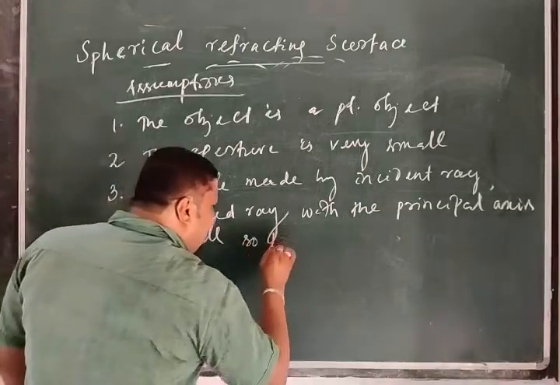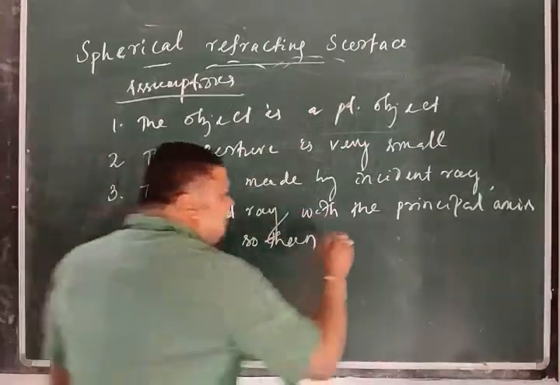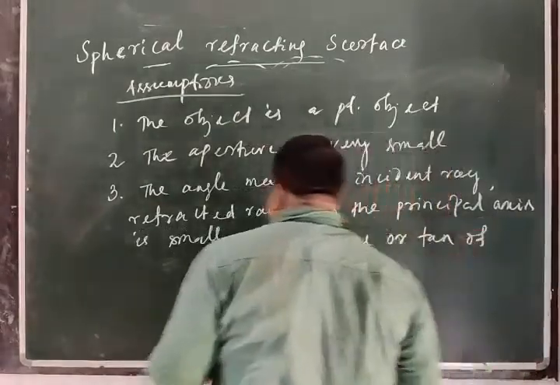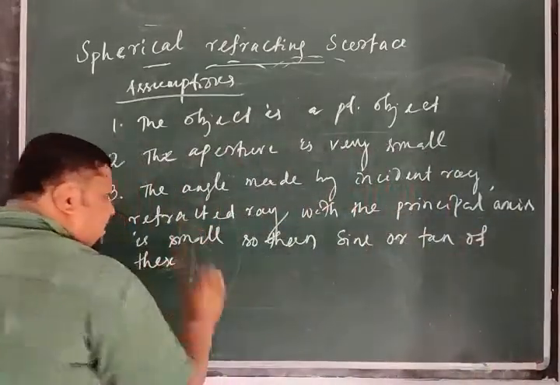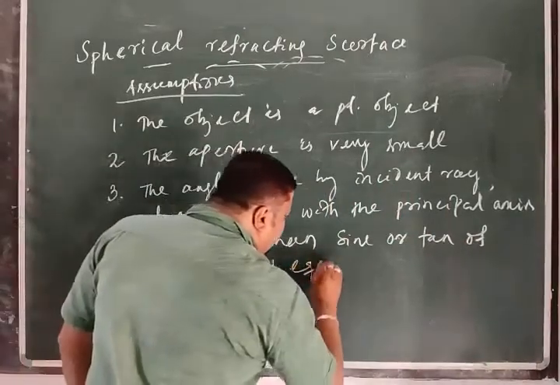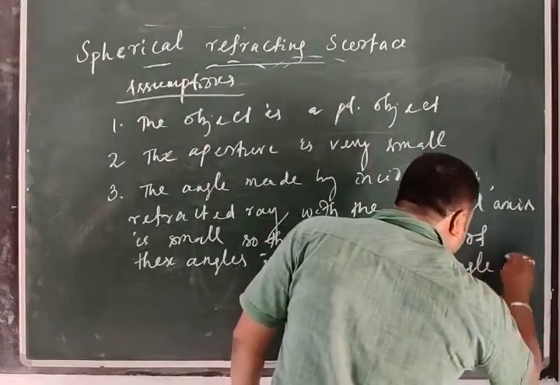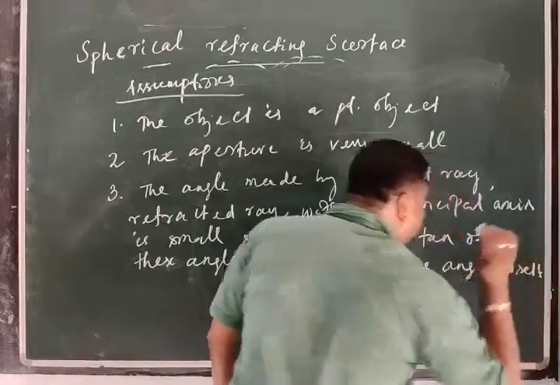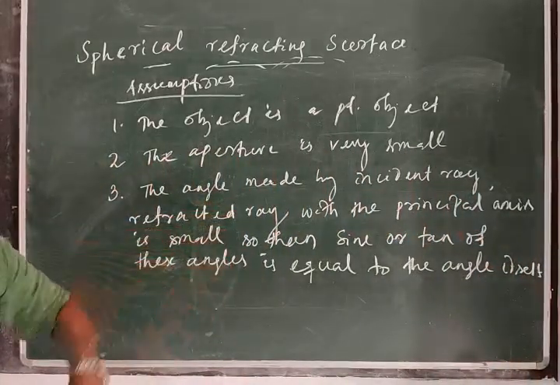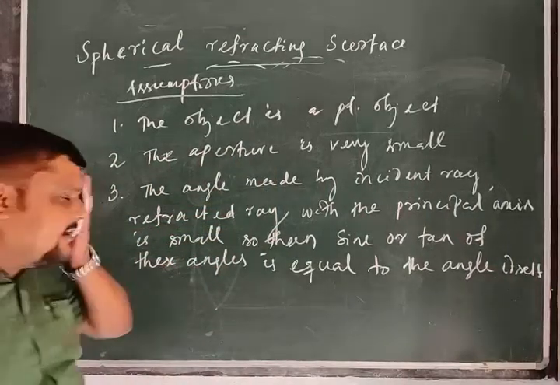So if the angles are small, then sine or tan of these angles is equal to the angle itself. That is the most important reason why I consider it like that: the angle made by the incident ray and refracted ray with the principal axis is small.